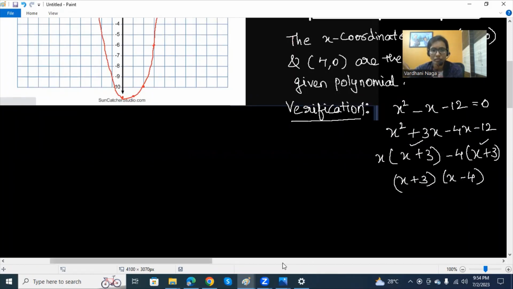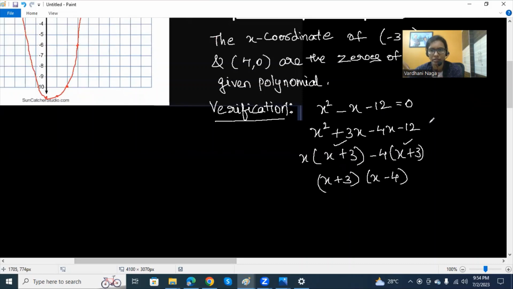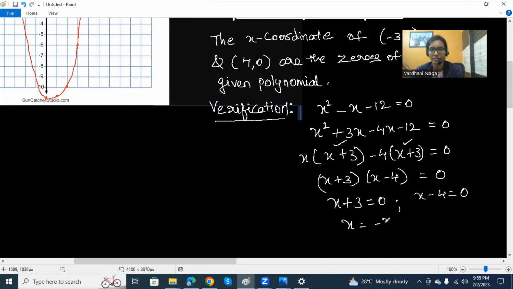See this. First factor equal to 0: x plus 3 equal to 0. x minus 4 equal to 0. Then x is equal to minus 3 or plus 4 we get. So our zeros are correct. This is what we have shown on the graph also.